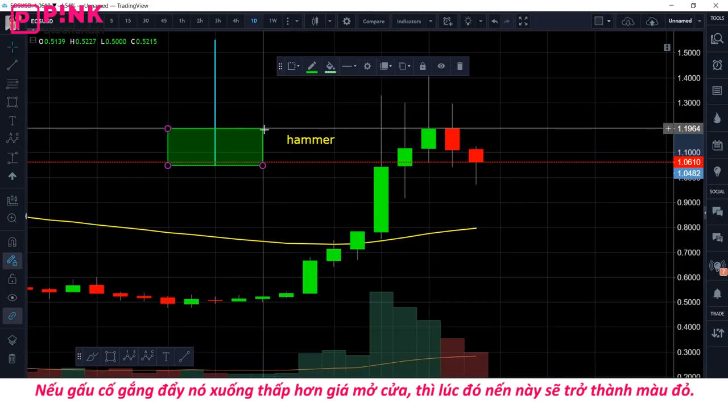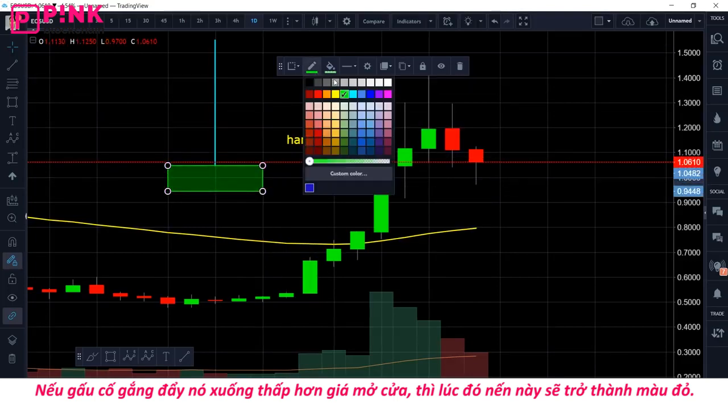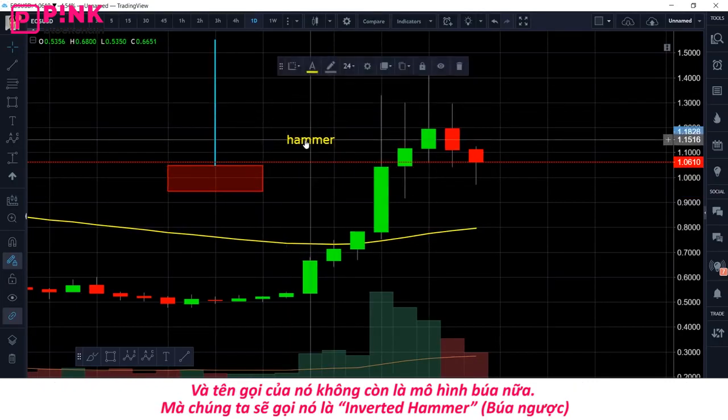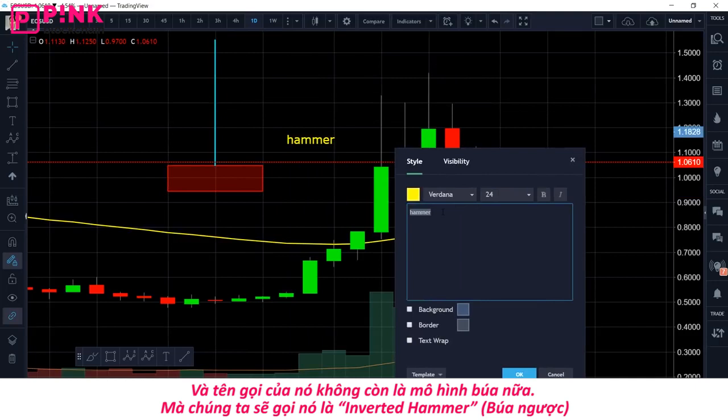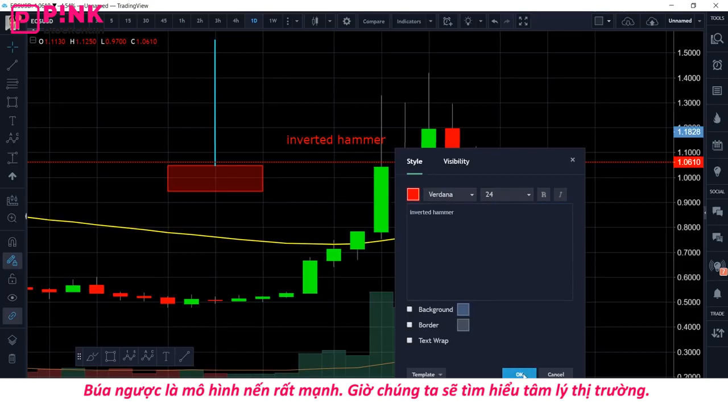If the bears actually pushed it down lower than where it opened, then this would be a red candle. And this, guys, is no longer a hammer. This is called an inverted hammer. Inverted hammers are a very powerful thing.